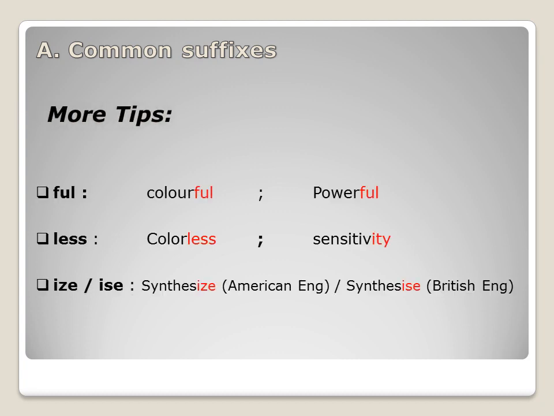The suffixes -ize with a "z" for American English and -ise with an "s" for British English are often added to nouns and adjectives to form verbs. These verbs often convey the meaning to make or to become. Here's an example: synthesize, to combine different elements to form a new whole or to produce something by synthesis.